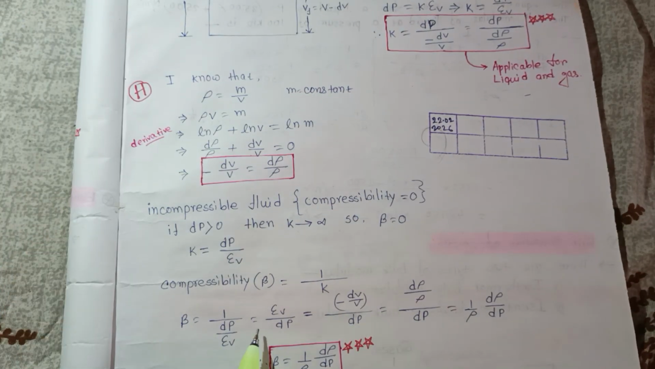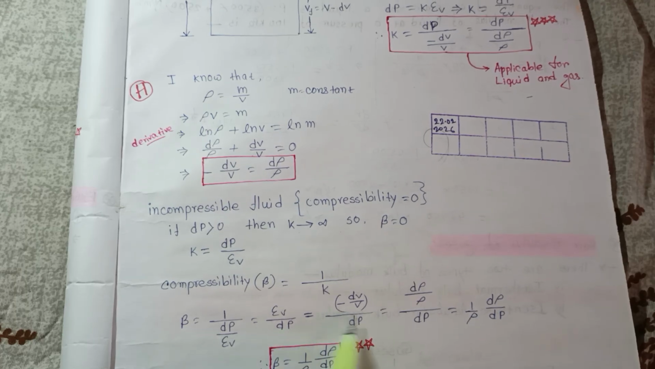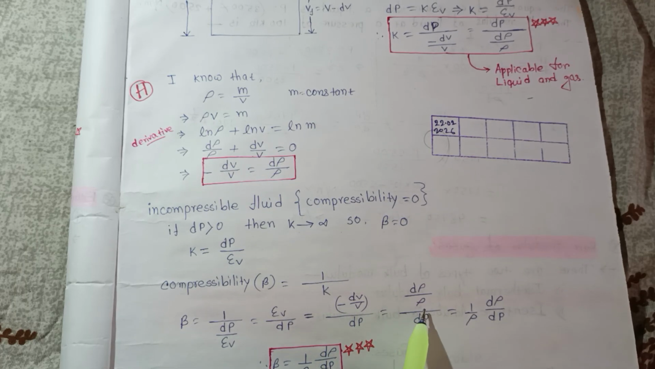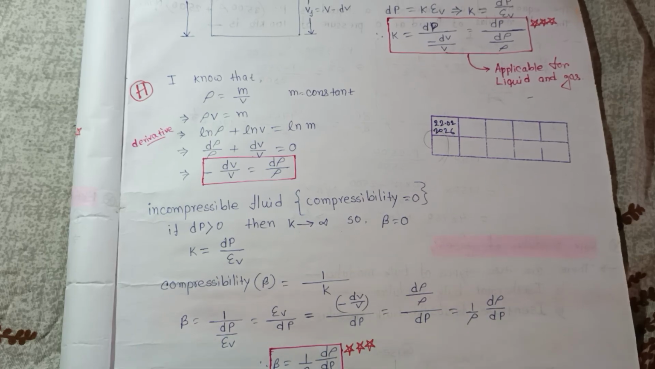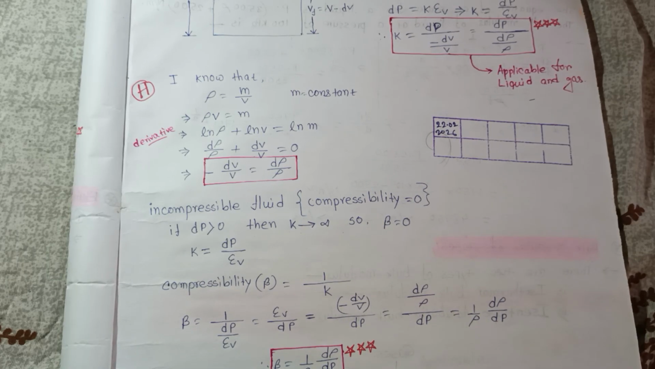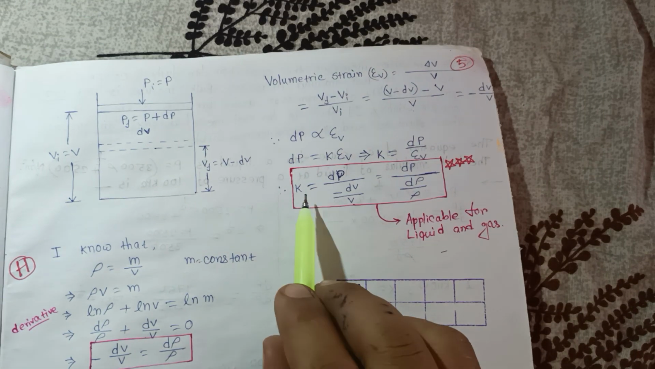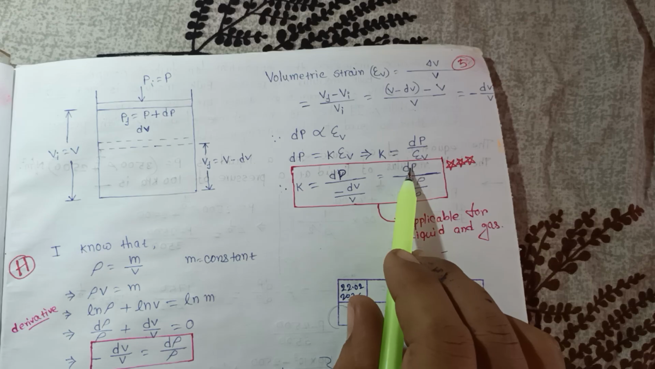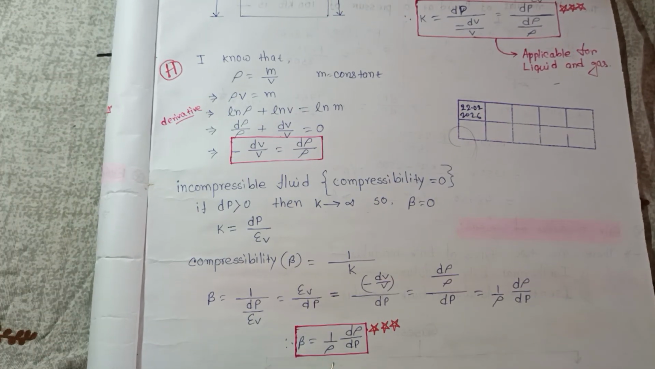So from here, beta equals minus dV by V by dP. And we know that minus dV by V equals d rho by rho, so that is d rho by rho by dP. So from here, beta equals 1 by rho d rho by dP. So this is very, very important. So K equals rho dP by d rho, and beta equals 1 by rho d rho by dP.